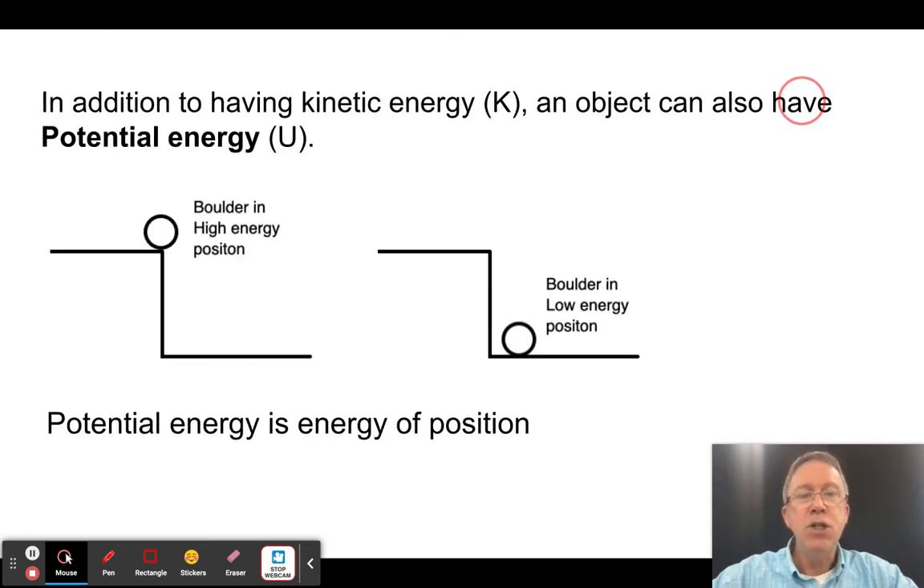Okay. So, in addition to kinetic energy we talked about last time, objects can also have what we call potential energy. And we're going to abbreviate, unfortunately, with the letter U. I'm not sure why, but U means potential energy. The best way to think of potential energy is that it is the energy of position. Objects can be in a high energy position, like a boulder on a cliff, or they can be in a low energy position, like a boulder at the bottom of a cliff.